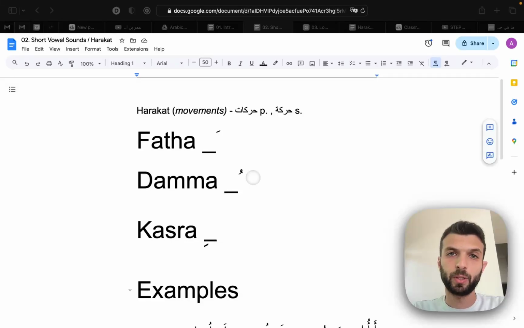Today we're going to look at the short vowel sounds. The short vowel sounds are called the harakat, which literally translates to movements. Harakat is the plural, and one movement is haraka, which is the singular. There are three main sounds in Arabic, the a, u, and i.